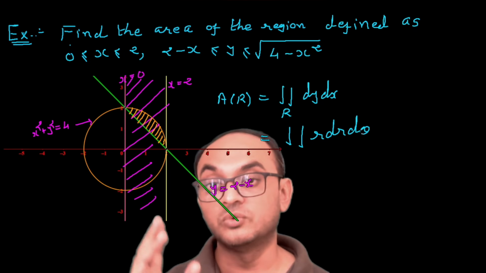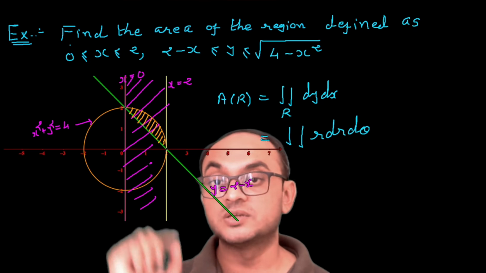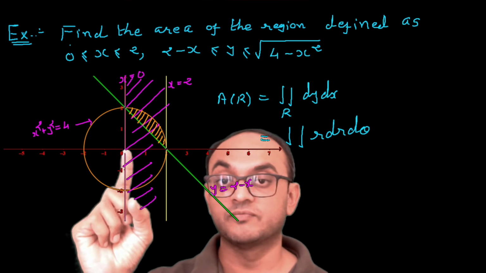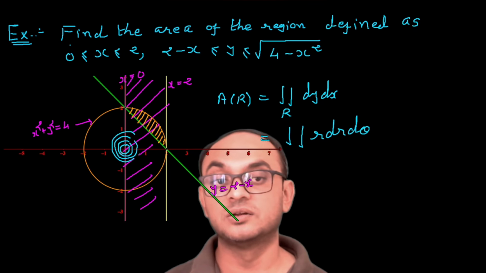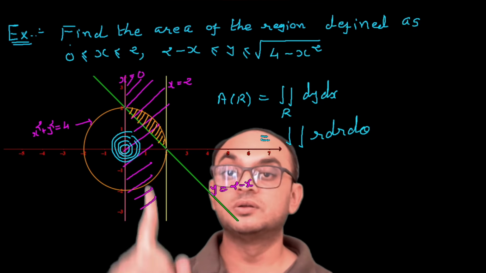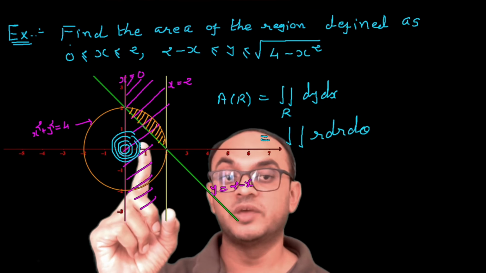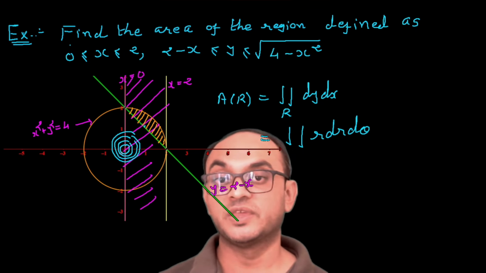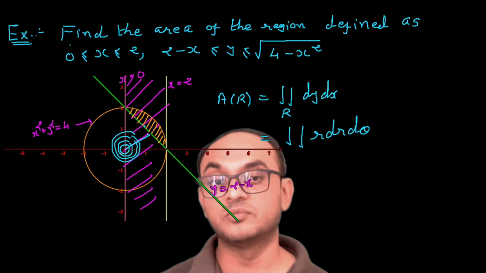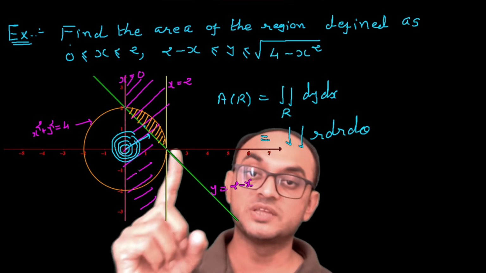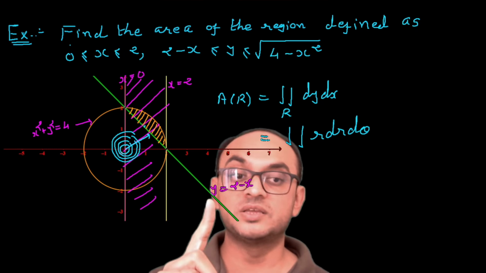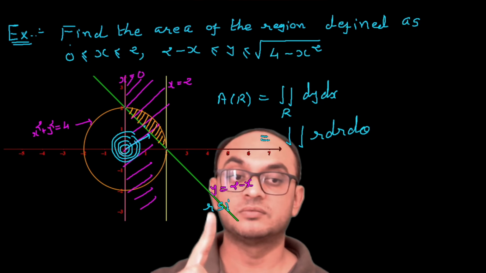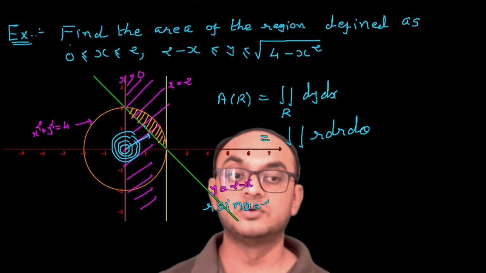And as you know, to write down the limit on radius, we start from the origin, r equal to 0, and increase r to this point. But this is not part of our region. My region starts from this green line, right? So my r will start from this green line. Do you know what is the equation of this green line in terms of r? What is y? y is r sin theta, which is equal to 2 minus r cos theta.